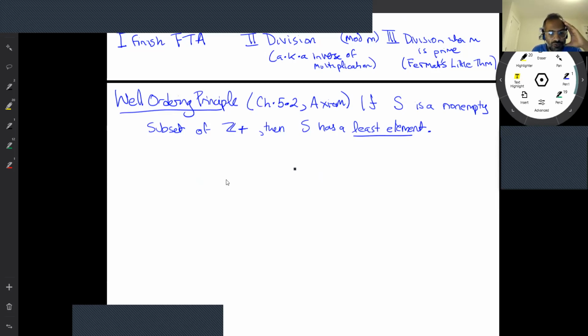So I'm going to use this to prove both existence and uniqueness in the fundamental theorem of algebra. So that's existence and uniqueness of a prime factorization, where the factors are listed in non-decreasing order. So let's prove existence.